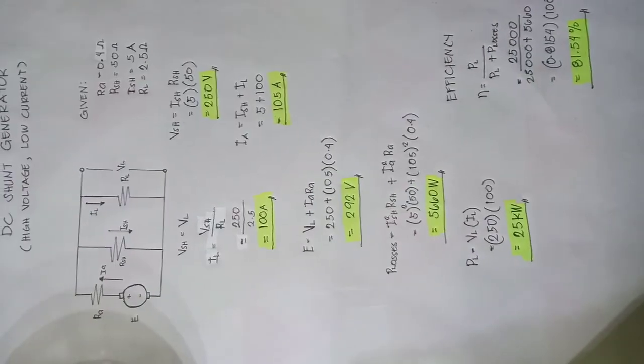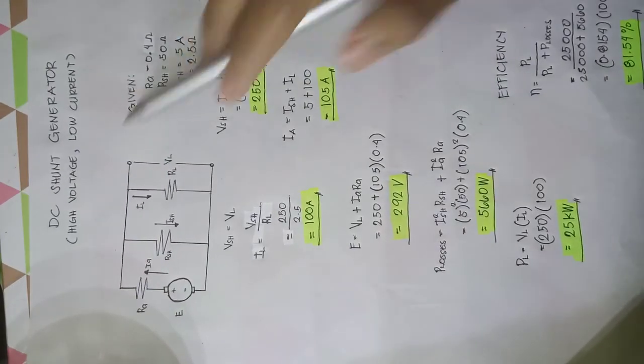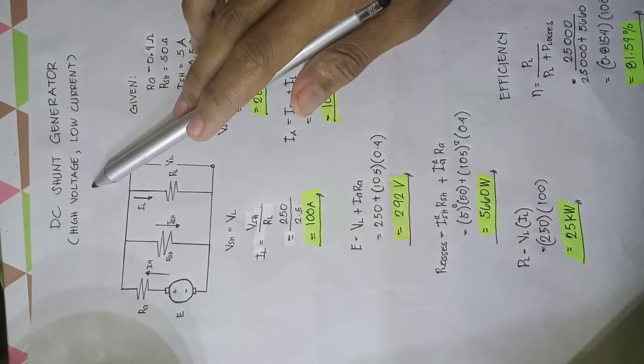So that's all for my presentation about the DC shunt generator with high voltage, low current.